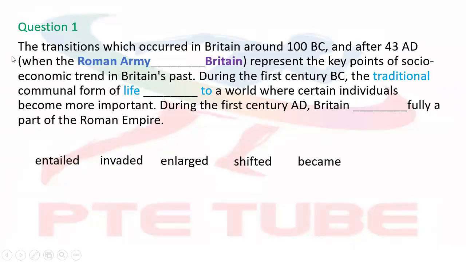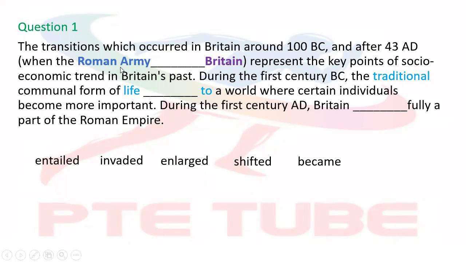Okay, let's move on and try to solve and find the answers for this particular question. We'll begin with this. The transitions which occurred in Britain around 100 BC and after 43 AD. So one thing that I need to keep in mind is there is a comma, in the sense this particular sentence is a compound sentence and I have "and". It means that two parts of a sentence are different from each other. So this particular thing is just an introduction that these things are of the past. What I need to focus on is this one: and after 43 AD, when the Roman army dash Britain.